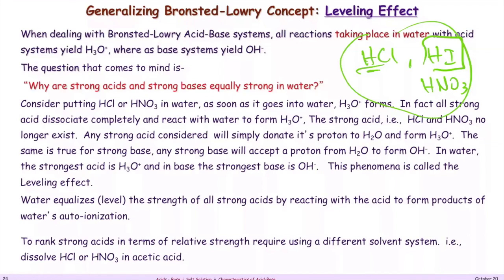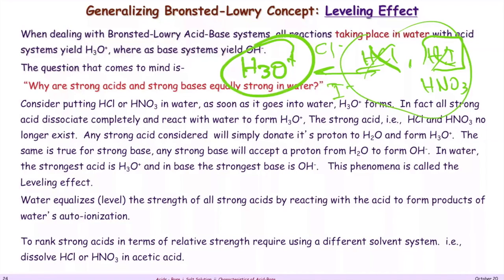But they're all considered strong because in water, all of these guys will form hydronium ion. And so you don't have HCl anymore. You don't have HI anymore. All you have is hydronium ion and their anion, I minus or Cl minus. That means that the strongest acid when you put HCl or HI in water is H3O plus. HCl doesn't exist. HI doesn't exist. It's H3O plus. And because H3O plus is common to all of these things, it's all going to be the same strength. They're all equal in water.